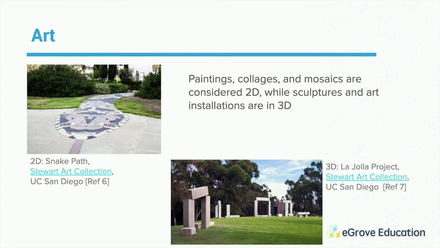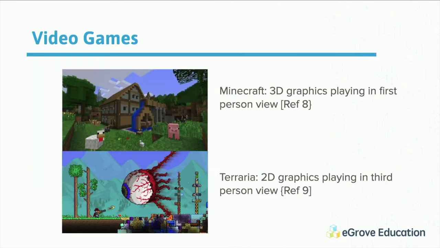And so you've got paintings and collages that are 2D, and sculptures and other art installations could be 3D. So as an artist, you need to be able to go from 2D to 3D as well.